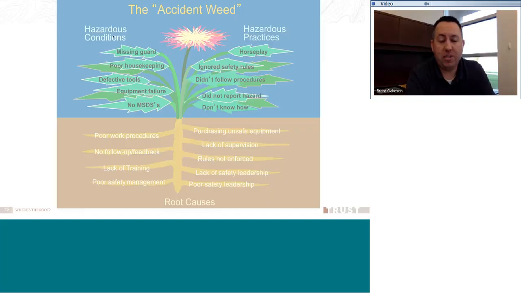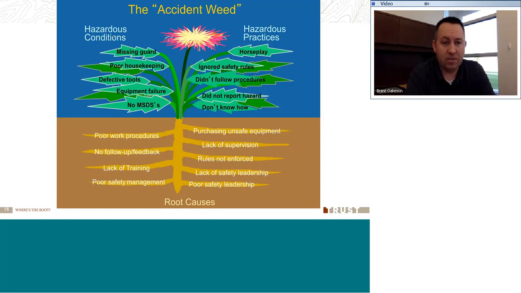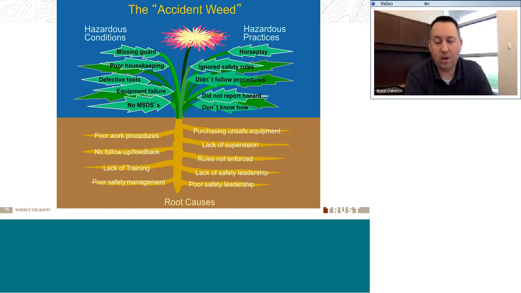I like this picture here, the accident weed. Sometimes when you look at a plant or you look at a flower, all you see is what's above ground. You don't see the root system that's below. You don't see what's causing that flower or that plant to really grow. And it's the same way with root cause analysis. You may see on the surface, you may see hazardous conditions in the workplace. You may see hazardous practices, whether it's not reporting things or defective tools or equipment failures. You may see things like that happen, but what is it that's really causing those things to happen in the workplace?